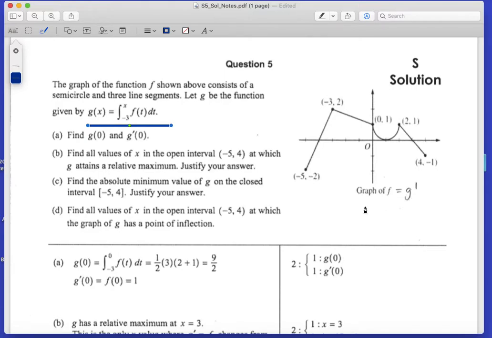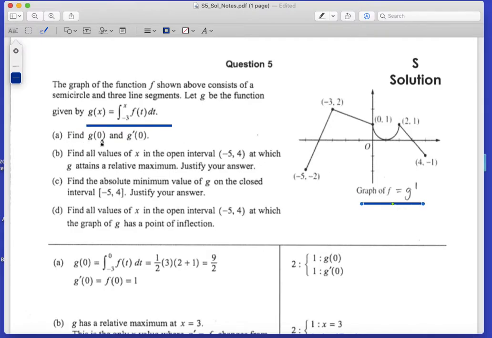And I always have my students write, if you're given the graph of f and you're asked about g, well, this graph of f is also the graph of g prime. That's huge. That will help you throughout the whole problem. This is the graph of g prime. Okay, let's start with the problems.